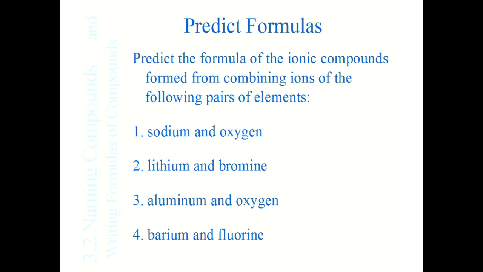So we're going to predict the formulas for these compounds. Sodium and oxygen. What's the formula? Okay, so I have Na+. Oxygen is what? O2-. So what is the chemical formula? Na2O. Right? 2 minus means that I need 2 sodiums. 1 plus means that I need 1 oxygen. Okay, let's try the next one.